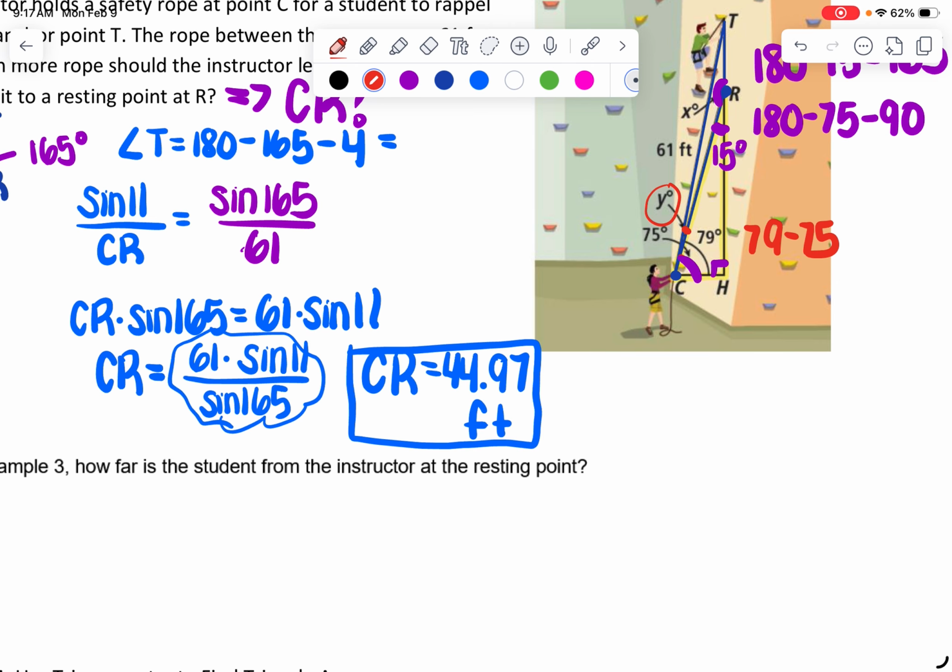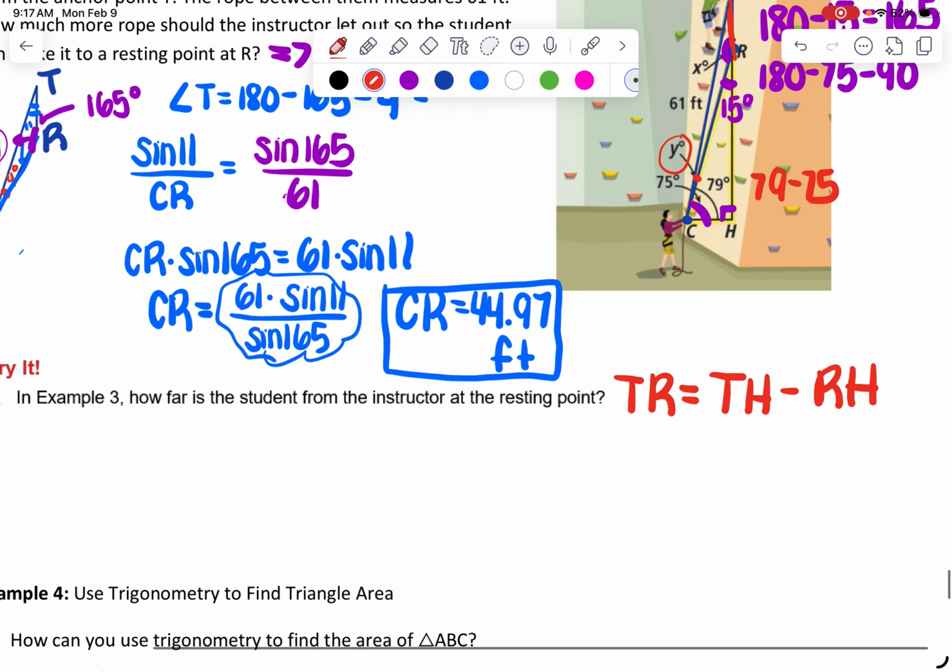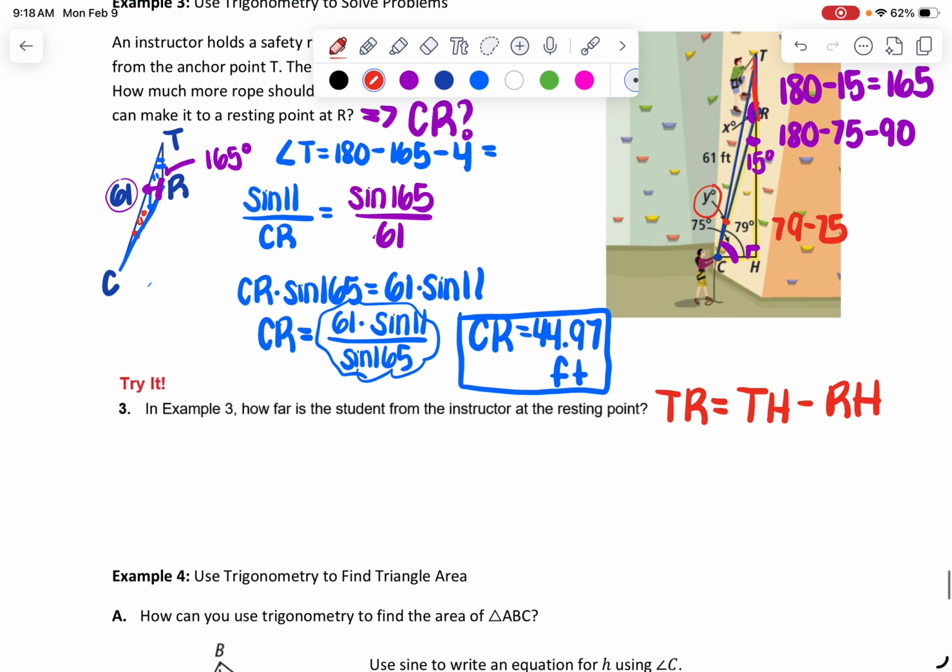What I'm going to do is this. I'm going to find TR, because that's this part right here, okay? And what I can do is take the whole thing, TH, minus RH, okay? So let's just do that.